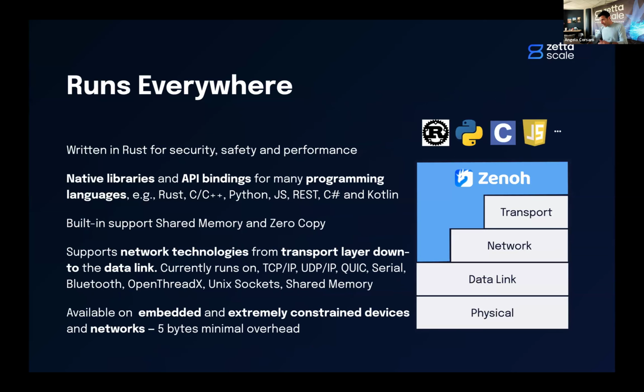Zeno, or the current version of Zeno, and I'll get back to this in one slide, was written in Rust. Why Rust? As we will see, because of security, safety, and performance. First for us is security.